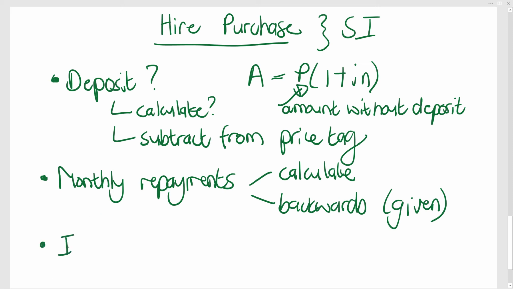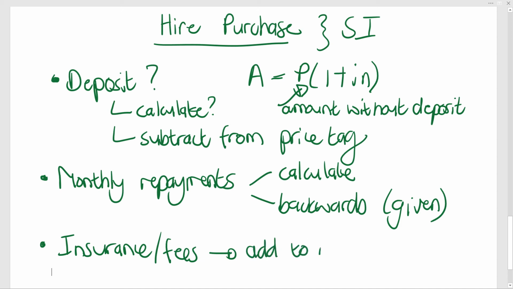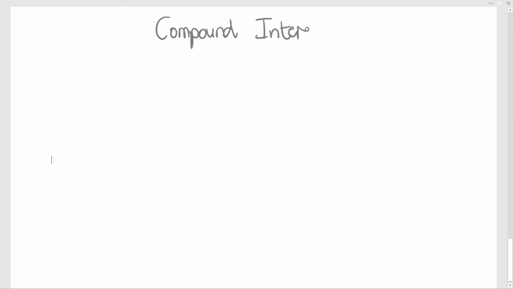The other thing that they sometimes did is they put insurance or some other fees, and that had to be added to the repayments. They may give you an annual amount, which you've then got to divide by 12, or they might give you a monthly amount, but you just add it on to the existing monthly repayment.